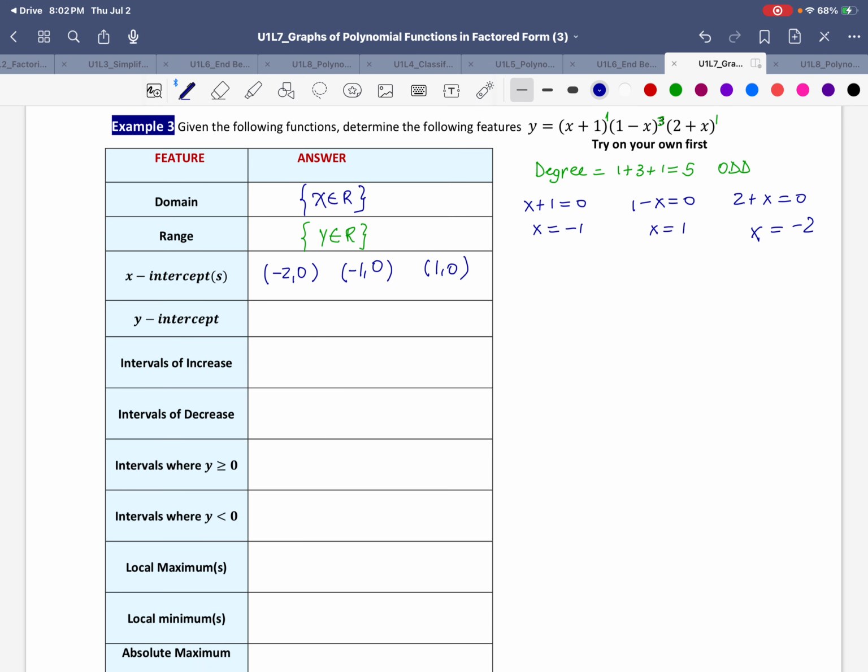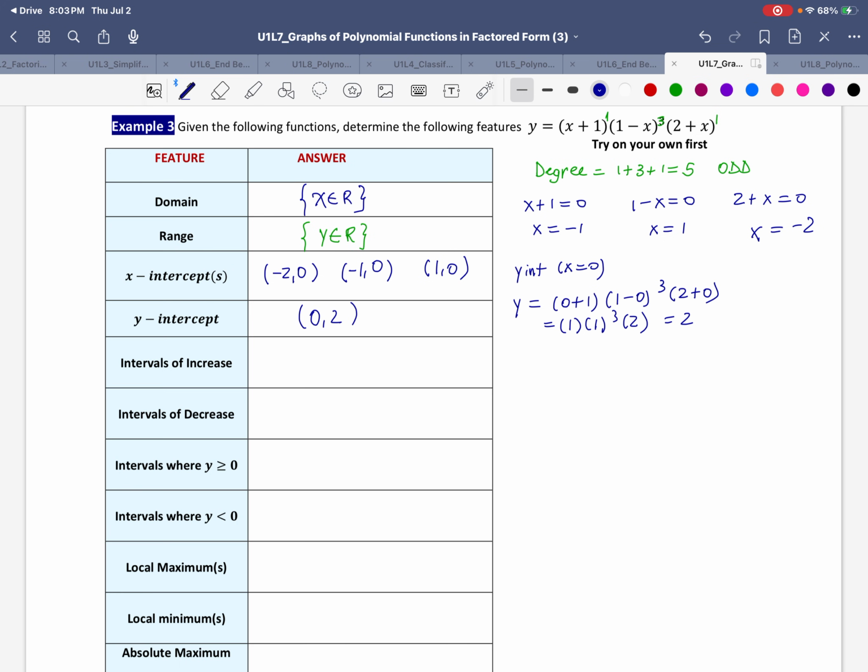Next, we'll find the y-intercept. For the y-intercept, we set x equal to 0. So y would be equal to (0 plus 1) times (1 minus 0)^3, and then (2 plus 0). So this is basically 1 times 2, or 2. So the y-intercept will be at x equals 0, y equals 2.